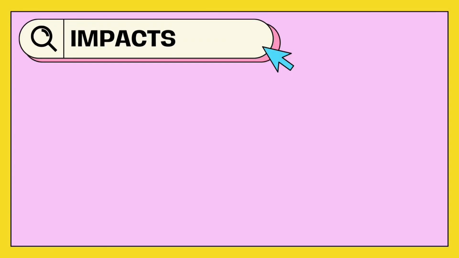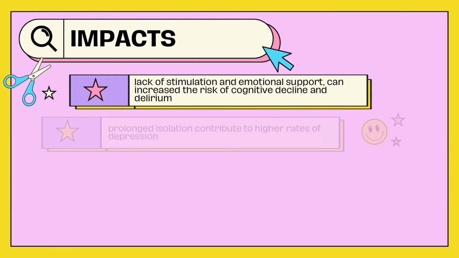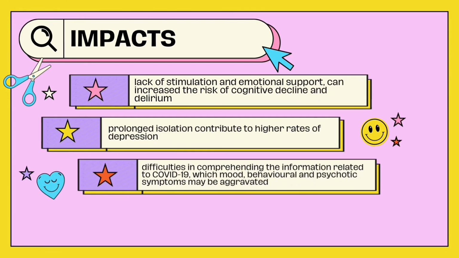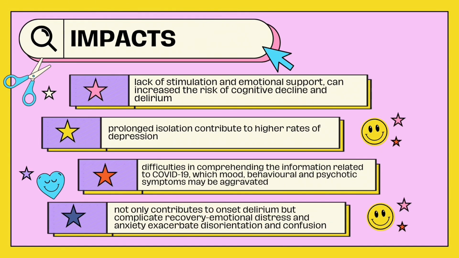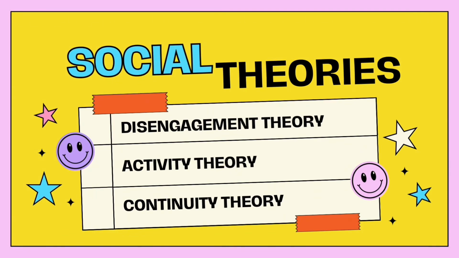When many elderly were cut off from their usual social support networks, this could impact into the lack of stimulation and emotional support, where it can increase the risk of cognitive decline and delirium. Prolonged isolation also contributes to higher rates of depression among elderly. Elderly with cognitive impairment may have difficulties comprehending information related to COVID-19. Furthermore, this not only contributes to onset of delirium, but also complicates recovery, as emotional distress and anxiety can exacerbate disorientation and confusion. This issue can be examined through several social theories of aging.